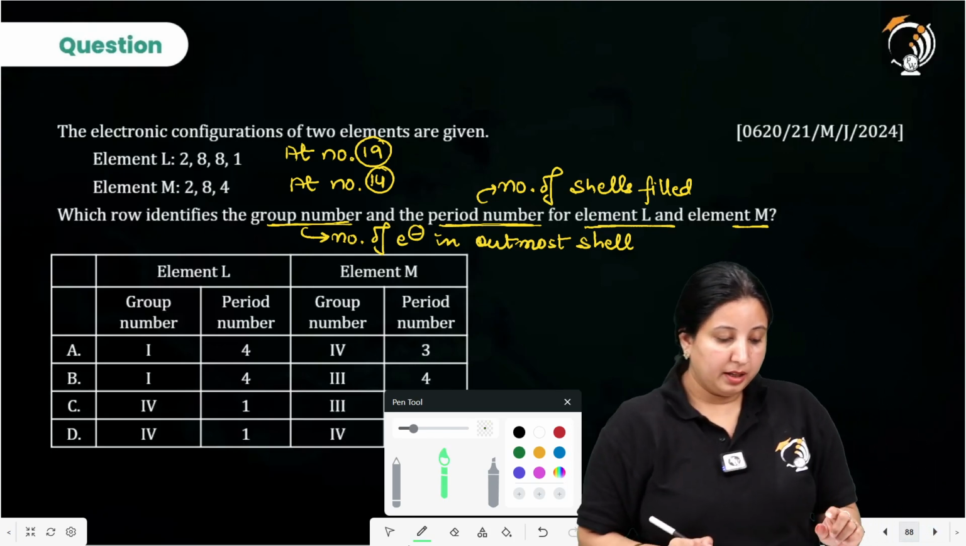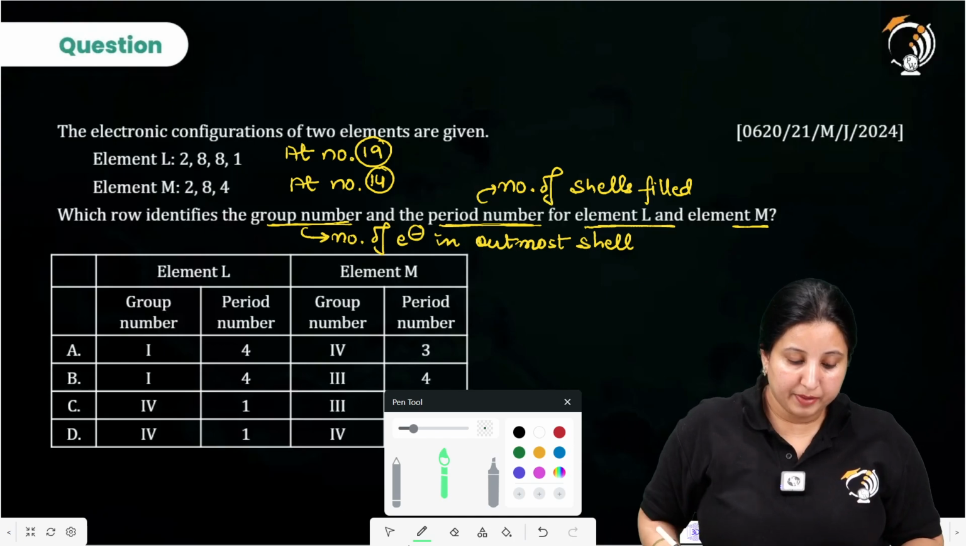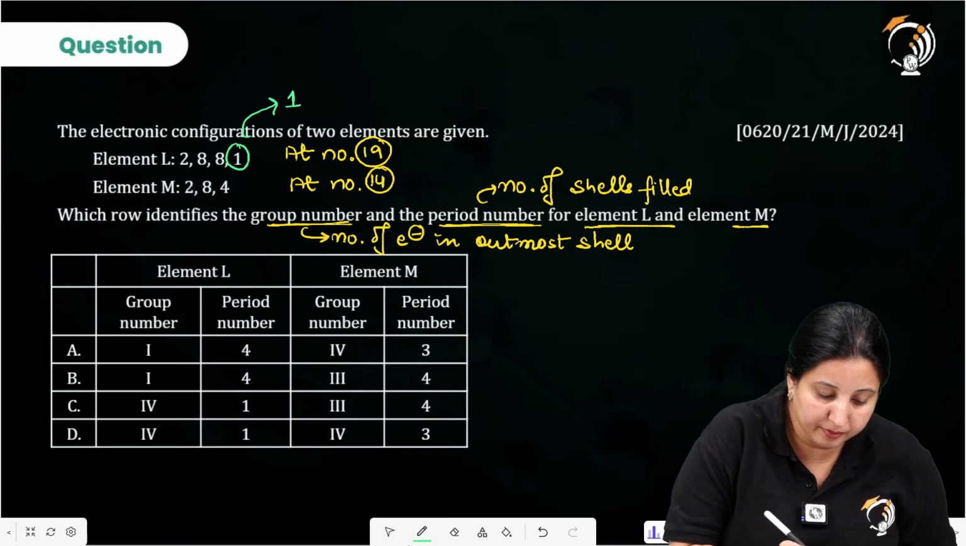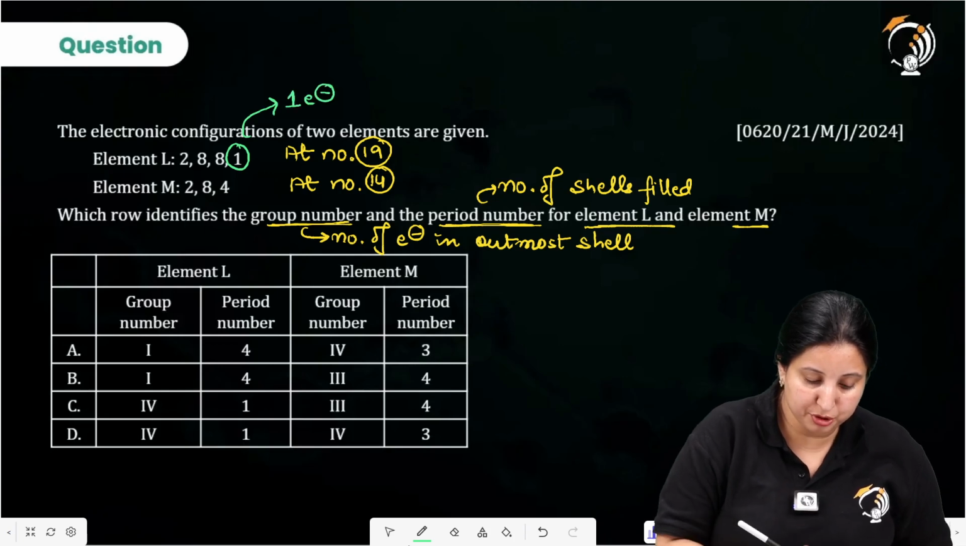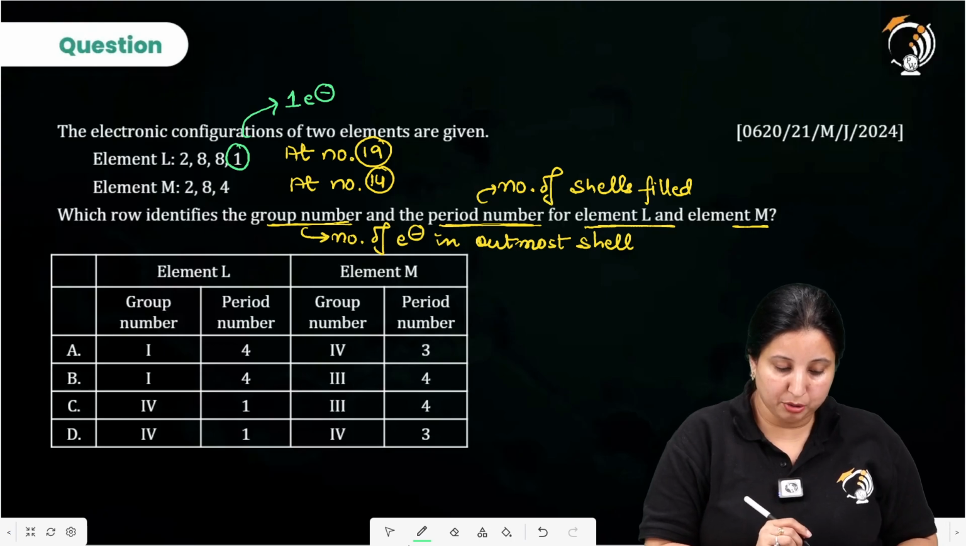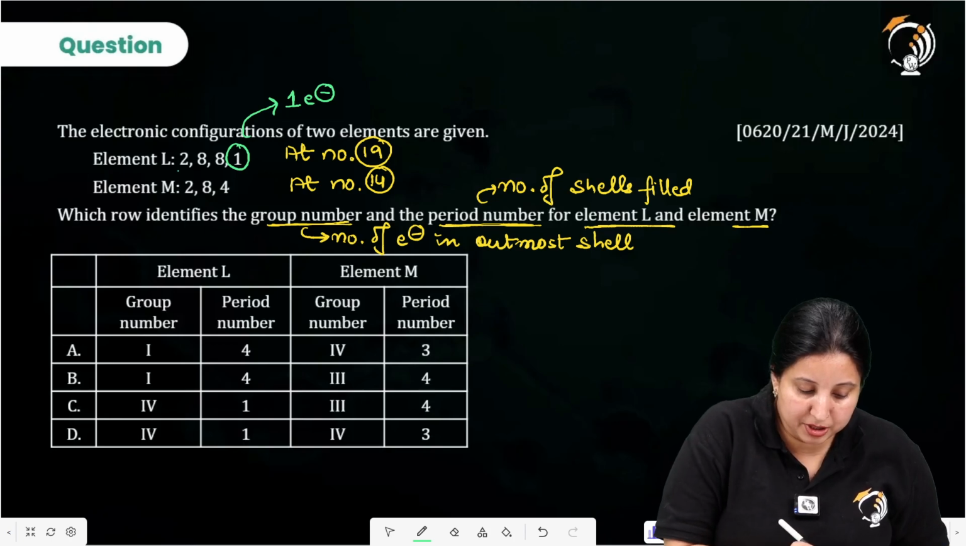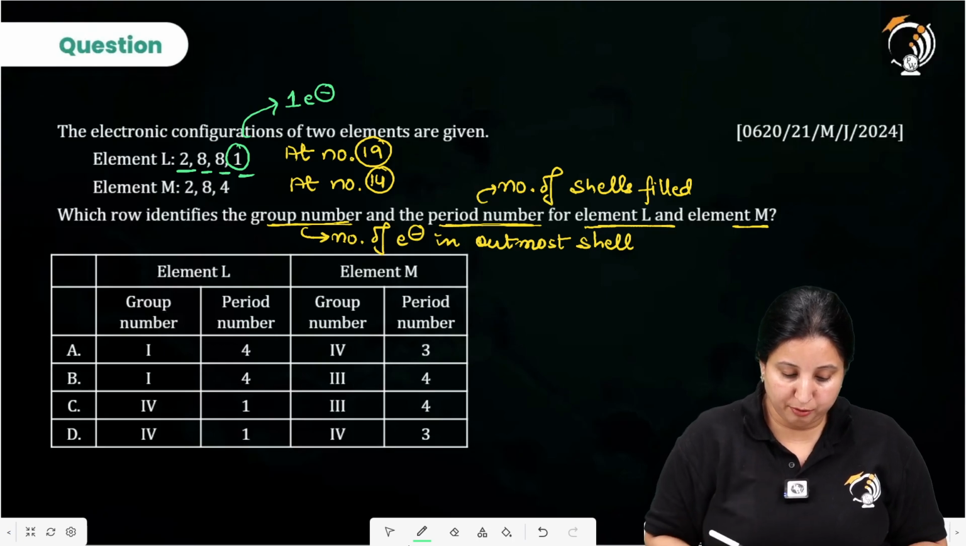Now look, in the case of element L, we are having 1 electron in the outermost shell. So I am having the group number 1. And how many shells? 1, 2, 3, 4. So period is going to be 4.